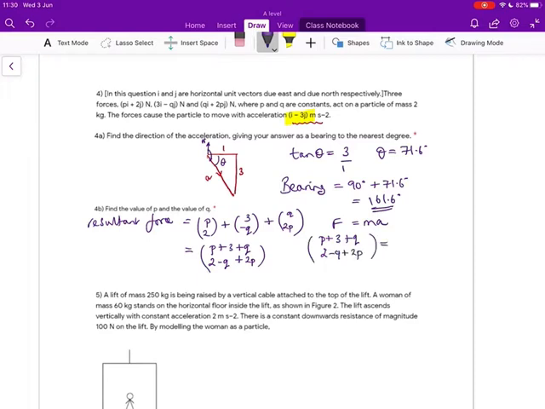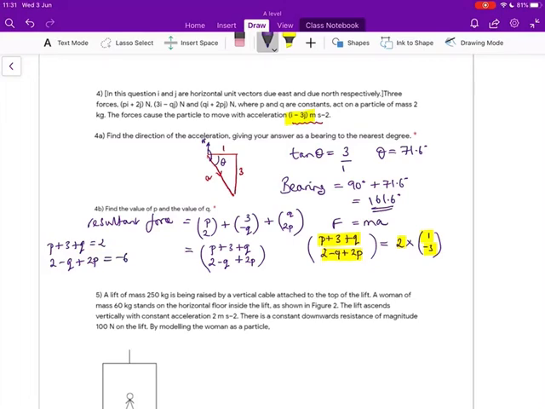And we know that's equal to the mass of the particle, which we are told is 2 kilograms, multiplied by the acceleration vector, which we were given, which is 1i and minus 3j. So if we just look at our i components, this should be equal to 2 times 1. So we can say that P plus 3 plus Q equals 2. And similarly, if we look at the j components, this should be equal to 2 times minus 3. So we can say that 2 minus Q plus 2P equals minus 6.